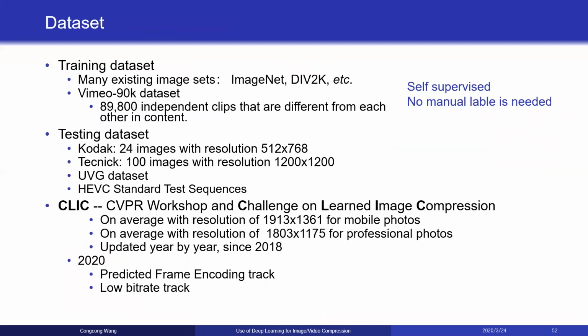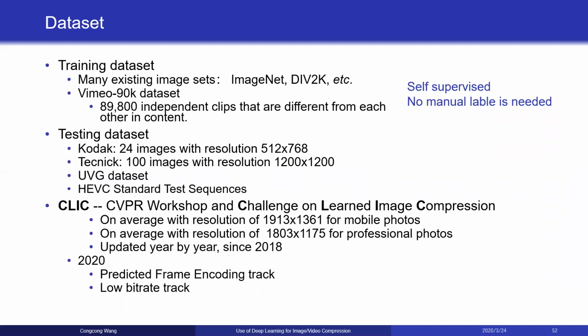So when we talk about deep learning, one important thing that comes to my mind is the dataset. Compression does not need labeled ground truth. The input image is the ground truth for training a network. It can be self-supervised, so it is quite flexible to find a training dataset. Like ImageNet, which is used for classification, can be used for compression.